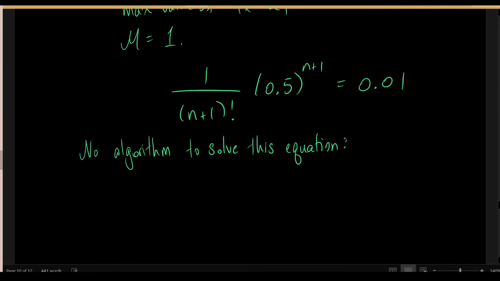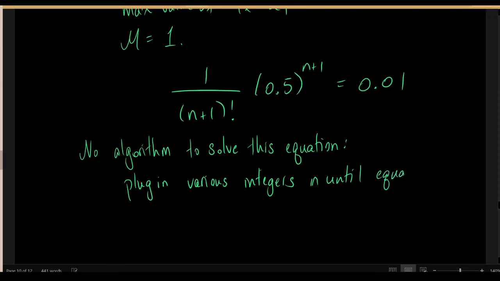When faced with an equation where the unknown is inside a factorial, really the only way to handle a situation like that is to plug in various integers n until the equation / inequality is satisfied.